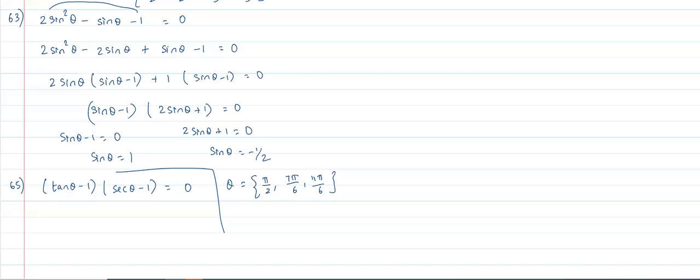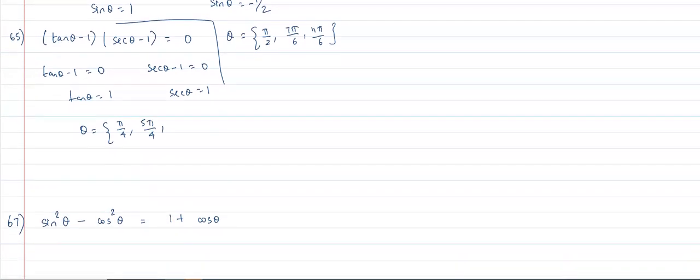Okay, next one, I'm going to just set them equal to 0. Tan theta minus 1 is 0. Secant theta minus 1 is 0. Tan theta is 1. Secant theta is 1. That means theta is either pi over 4 or 5 pi over 4. Right? Secant theta is 1 when cosine theta is 1. And what is cosine theta 1? For 0 or 2 pi, but 2 pi is not in the interval. So these are my 3 solutions.